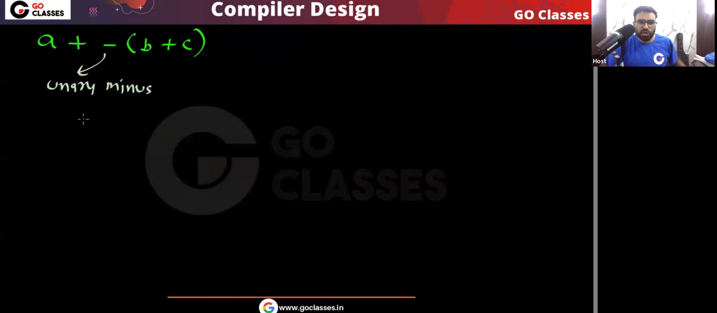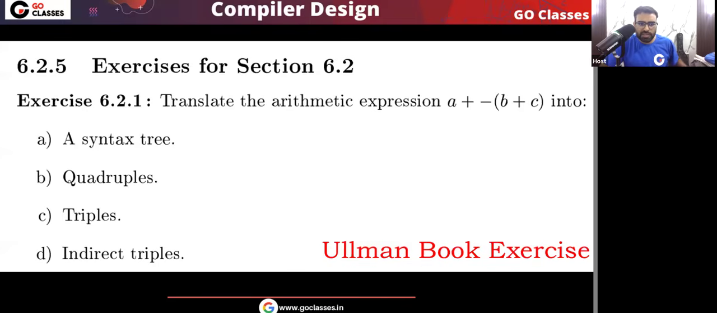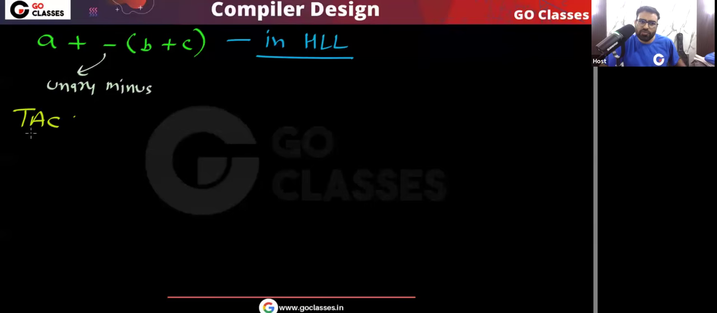Now let's see what will be the three address code. Remember the question is asking quadruple, triple and indirect triple representation. So first you find the three address code. Right now this statement we have in the high level language, correct? Yes or no? First you convert this to three address code. So let's see what will be the three address code for this statement.